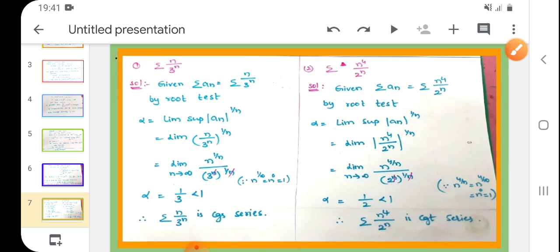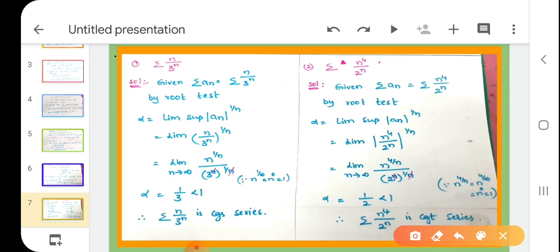Here also the same model. What is the series here? n^4 by 2^n. Let a_n equal n^4 by 2^n. By root test, alpha equals limit n tends to infinity of a_n whole power 1/n. That means (n^4 / 2^n) whole power 1/n.